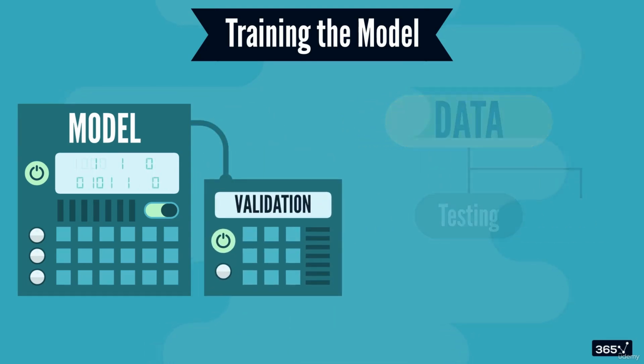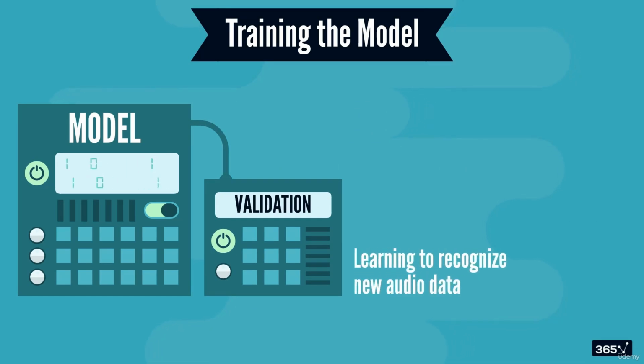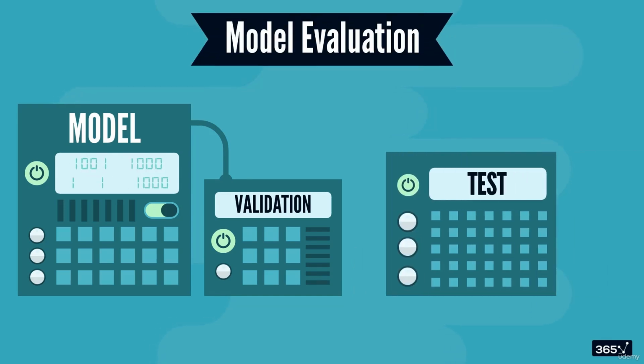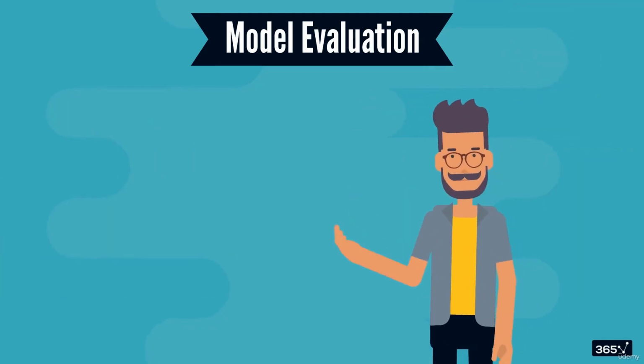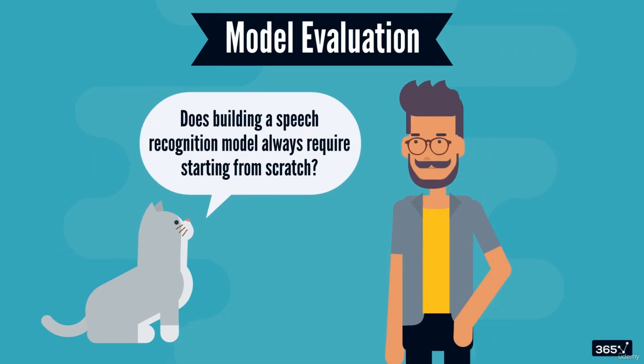Throughout the training phase, we periodically check the model's performance using the validation set. This step ensures that the model is not merely memorizing the training data, but is also learning to generalize well to new unseen data. The next phase includes model evaluation, where we assess the model's performance using the test set. This involves measuring how accurately the model transcribes new, unseen audio data by calculating metrics, such as word or character error rate. Based on these evaluations, we can identify areas for improvement and fine-tune the model to enhance its accuracy and robustness.